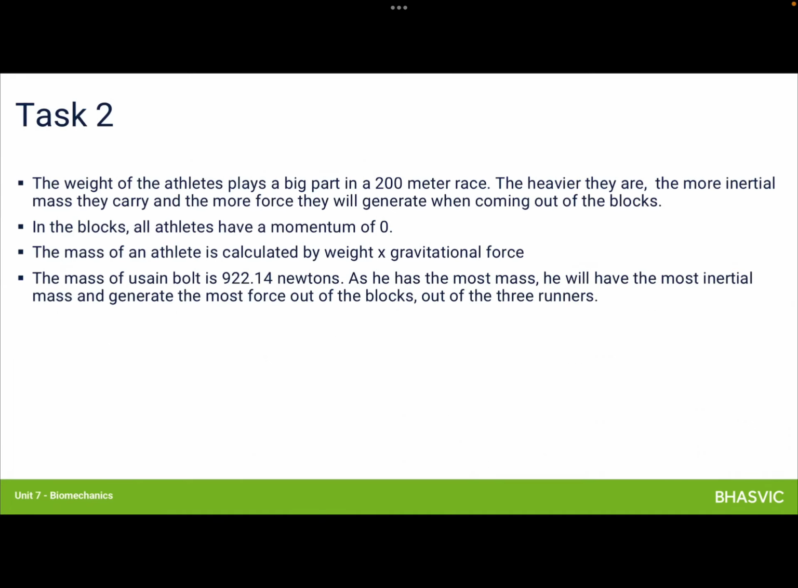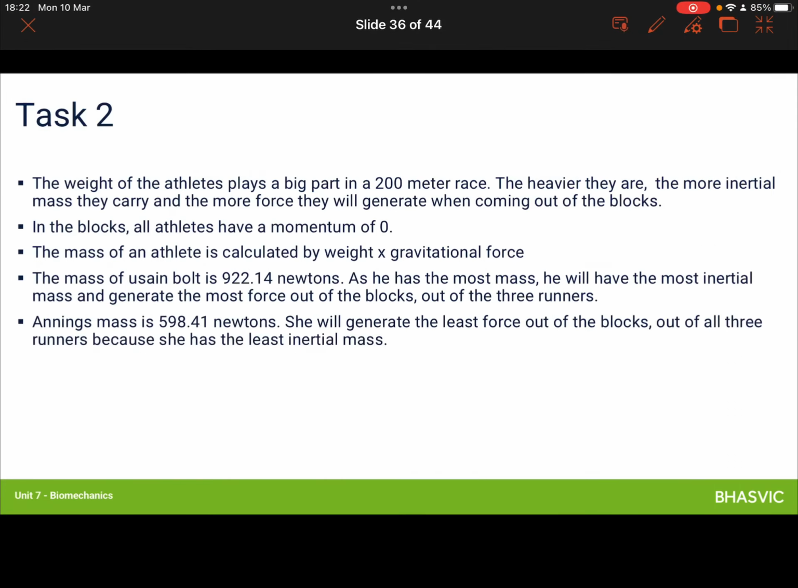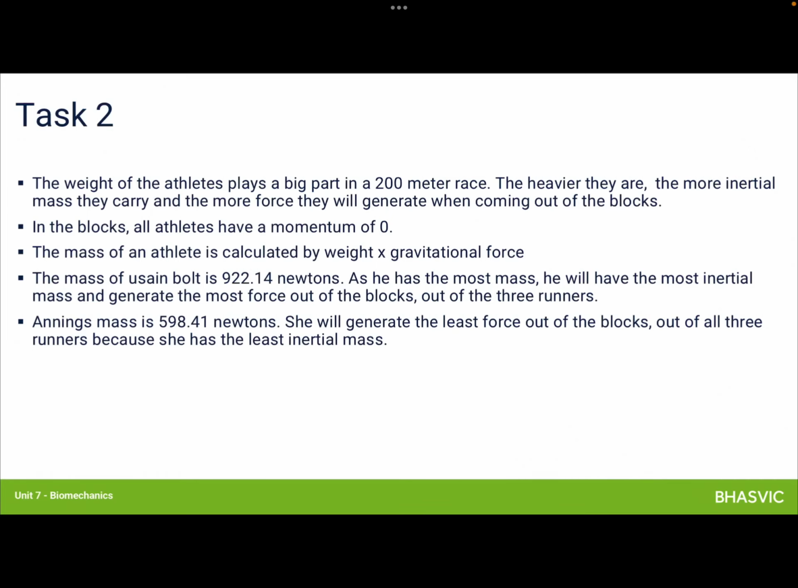The mass of Usain Bolt is 922.14 newtons. As he has the most mass, he will have the most inertial mass and generate the most force out of the blocks out of all three runners. Amber Anning's mass is 598.41 newtons. She will generate the least force out of the blocks out of all three runners because she has the least inertial mass. My mass is 686.7 newtons.